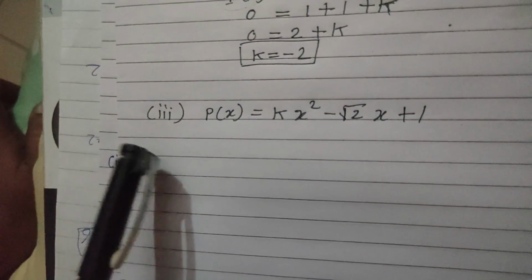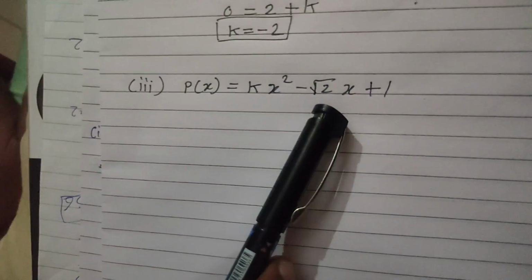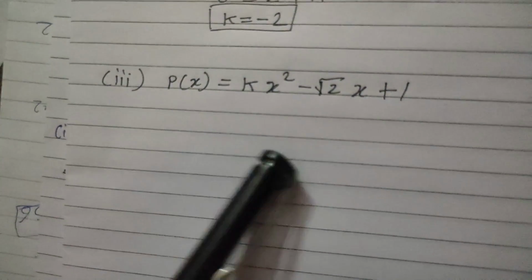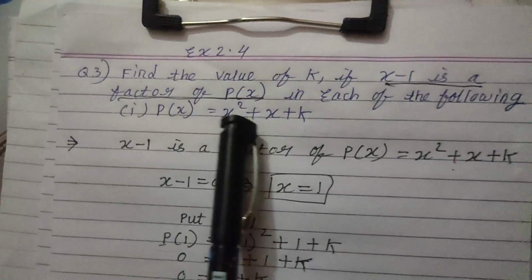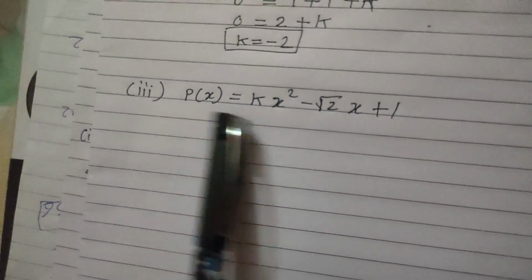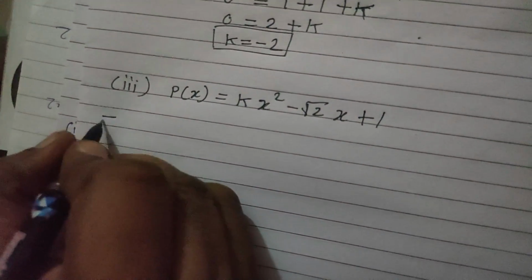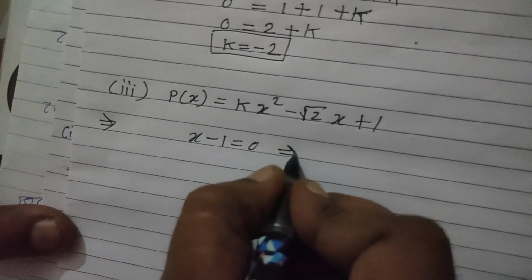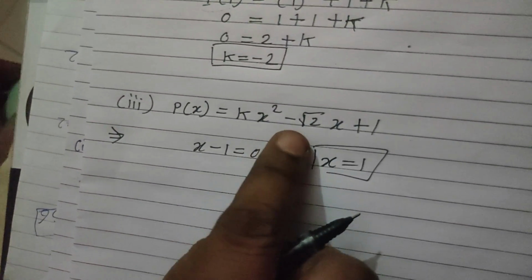Now in question third, the second one is homework. I am doing the third one because the minus sign is there and root 2 is there. So again, what is given here is that x minus 1 is a factor of p of x. That means x minus 1 is a factor of this given polynomial. So first from x minus 1 we will find out the x value. Here x minus 1 will be equal to 0, that means x equals 1. x minus 1 is a factor of this polynomial.